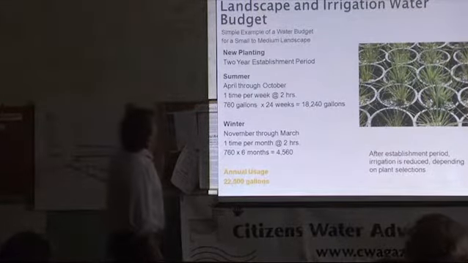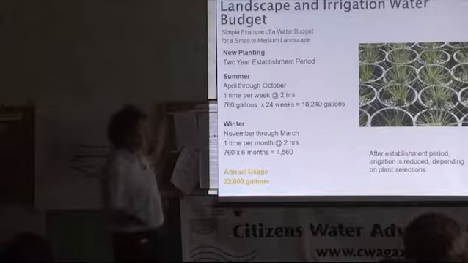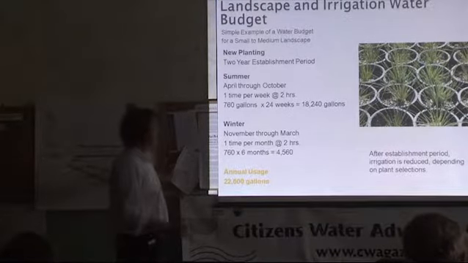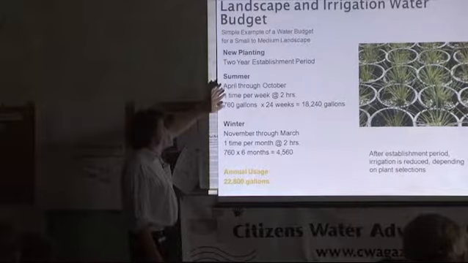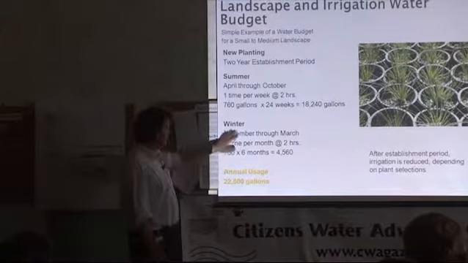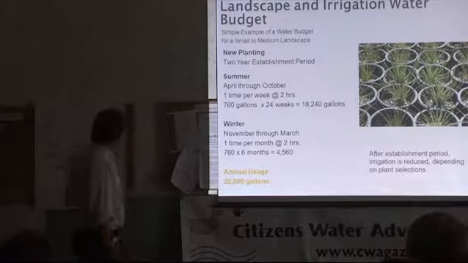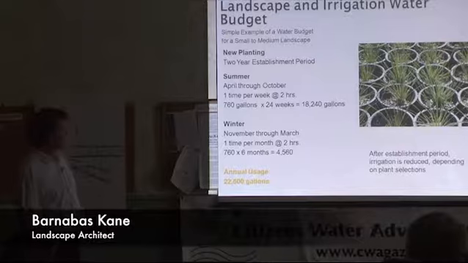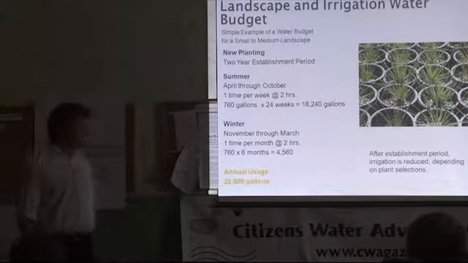I figure a 2-year establishment period for new landscape, even natives. Not all natives, but the majority of them. You need 2 years of drip irrigation before you can take them off. I consider summer, April through October, one time per week for 2 hours, that's 760 gallons. And then we either shut it down or use it as needed in the wintertime. And there's a 22,000 gallon budget for new landscape. This is annual gallons. This will go down as the landscape is established.